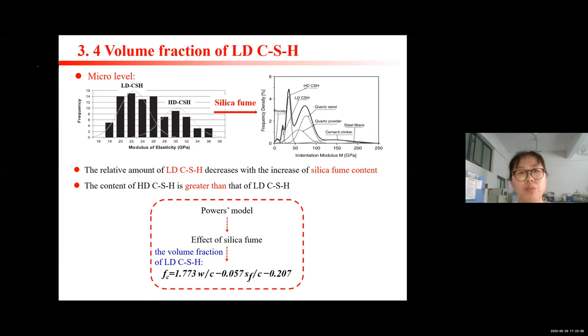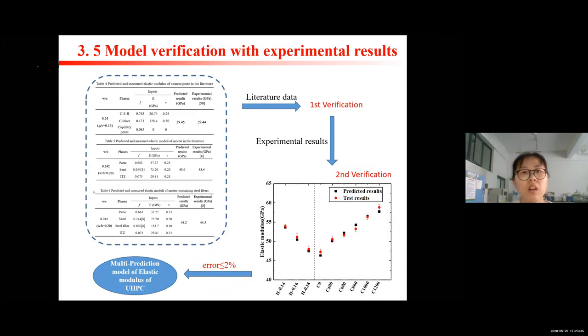It is found that the increase of slag cement ratio entails a reduction in the relative amount of LDCSH. That will lead to the reduction of the elastic modulus of CSH, and finally will influence the elastic modulus of UHPC. In our study, we have two verifications. Firstly, we use the literature data to verify our elastic modulus at every scale. And then the experimental result in our study was also used for verification, and the error was less than 2%. So we can get an effective multi-scale prediction model for the elastic modulus of UHPC.